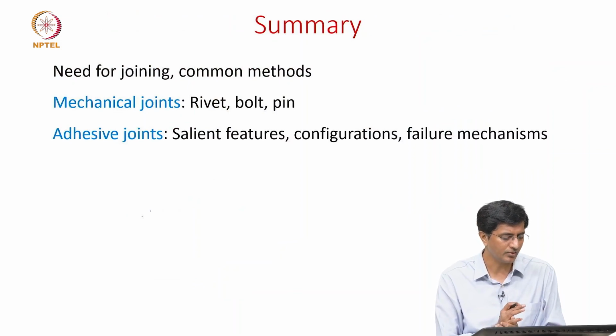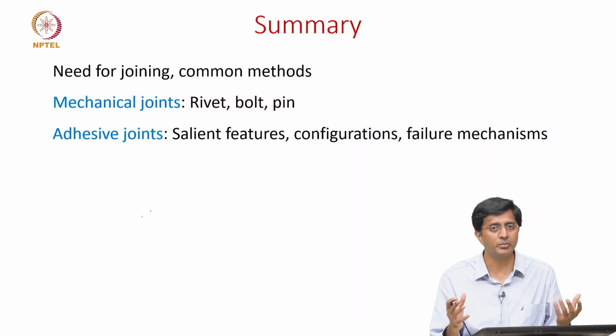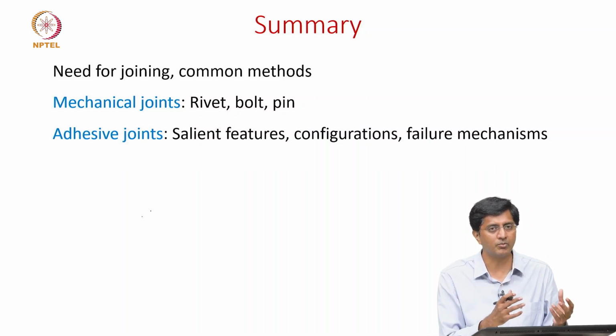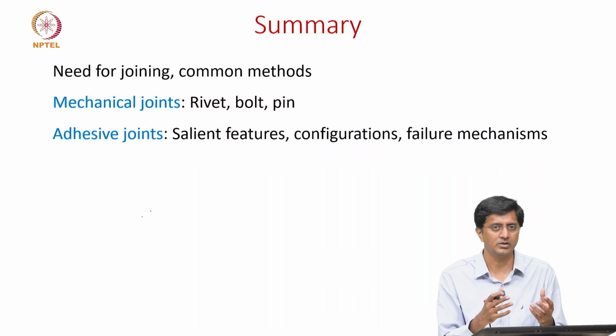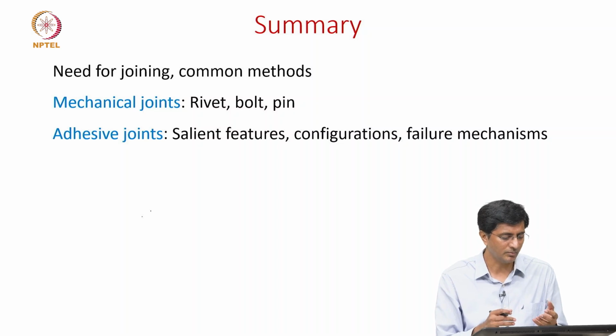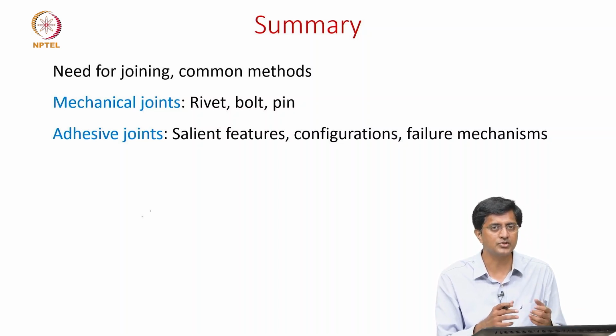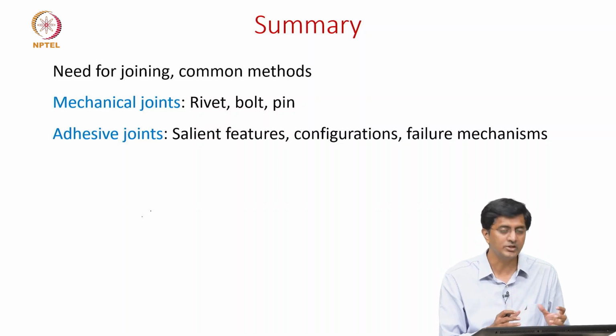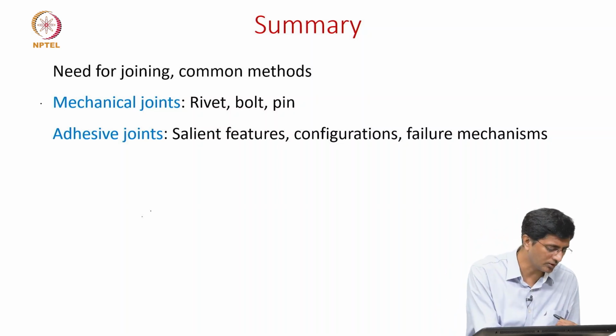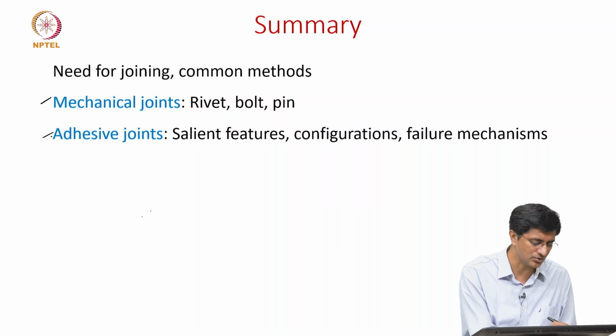We have looked at why we are interested in this joining, because as we know, once we are building up a big structure, it needs to be built as several subcomponents and they need to be assembled. And during this assembly, we use different joining methods like the mechanical joints, adhesive joints, hybrid joints, and a few other joints which we discussed. In this video, we only focus more on the mechanical joints and the adhesive joints.